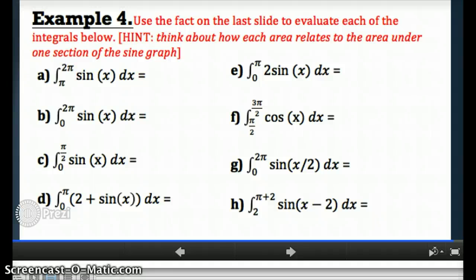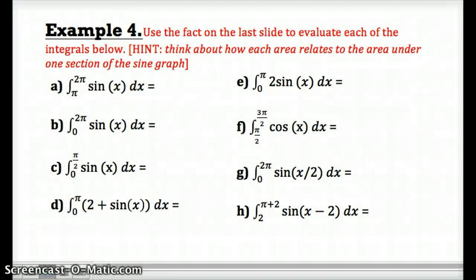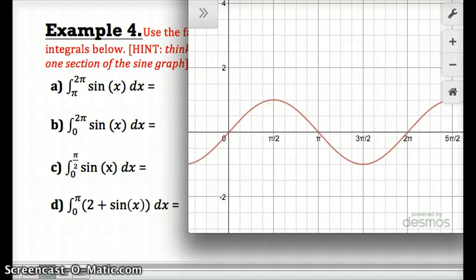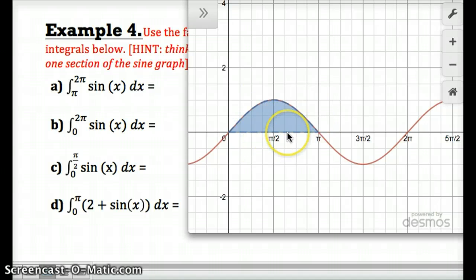My hint is just to think about the areas involved. Go ahead and try A and B, and then I'll discuss how to solve those, and we'll move on from there. The key to all of these is really going to be the sketch that you draw. You should start by sketching the sine function, and I'm just going to use Desmos to do that. This is what sine looks like, and you should shade on this graph the region that we know. So we know that this area in blue equals 2 units squared.